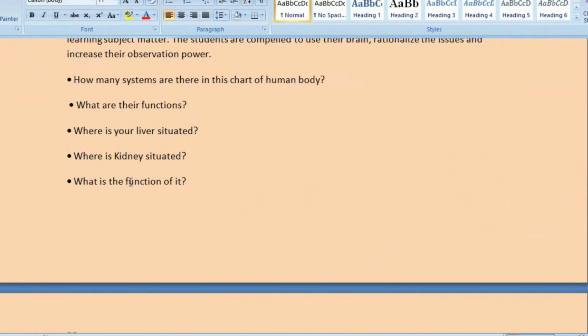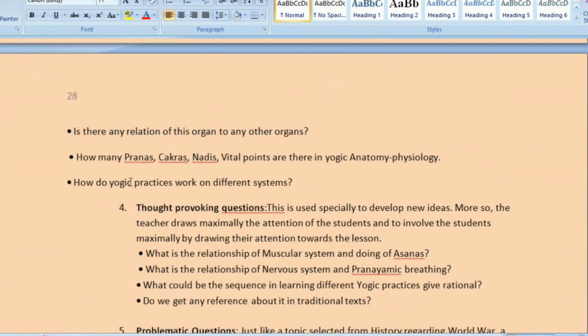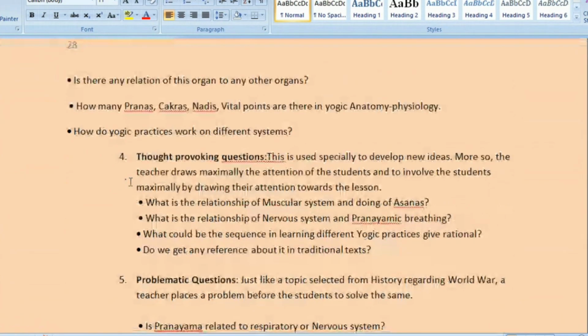Where is the kidney situated? What is the function of it? Is there any relation of the organ to any other organs? How many pranas, chakras, nadis, vital points are there in yogic anatomy and physiology? How do yogic practices work on different systems?